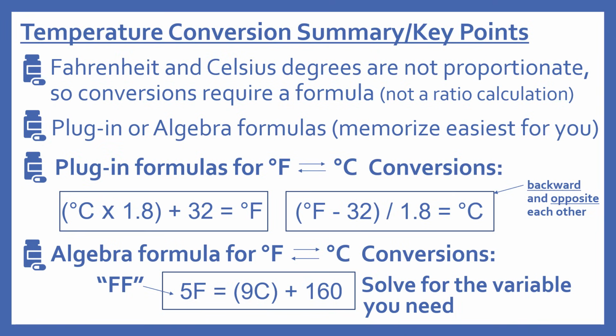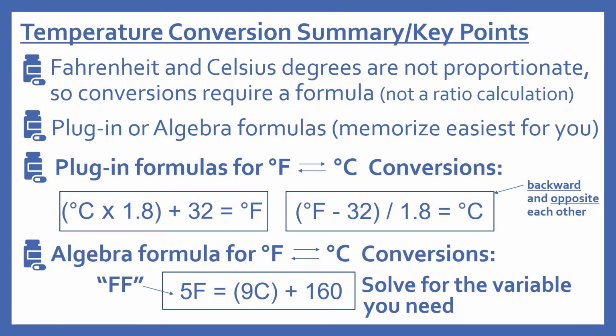So the plug-in formulas for conversion are degrees Celsius times 1.8 in parentheses plus 32 equals degrees Fahrenheit, and degrees Fahrenheit minus 32 in parentheses divided by 1.8 equals degrees Celsius. And remember, when it's in parentheses, that just means you do that part first. And a way to remember these is that they are exactly backward and opposite each other.